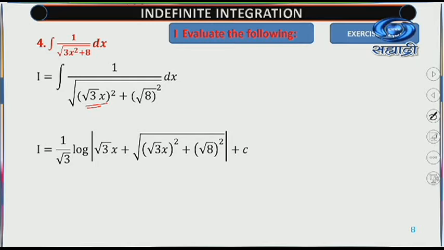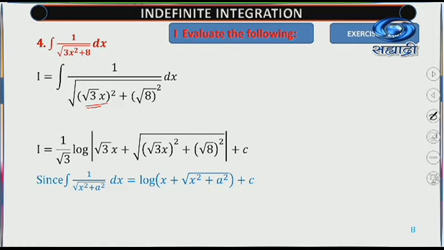Either you take 1 upon root 3 outside the integral sign, or write as it is, because you know that if it is a linear function, you are able to take the coefficient of x in the denominator. So both methods are right. So you will get integral 1 upon root of (root 3 x) bracket square plus (root 8) bracket square dx. Now as usual, look at your formula. Your formula says that integral 1 upon root of x square plus a square dx equals log of x plus root of, as it is, the term you have to write down. That I told you for minus also.